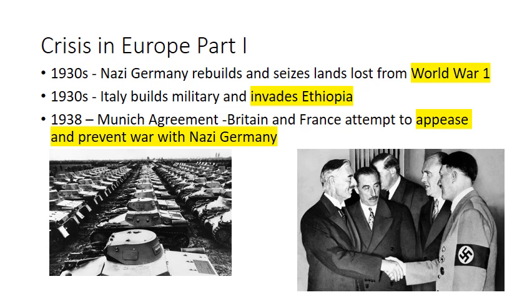As Germany becomes more aggressive, Britain and France, our allies in World War I, attempt to appease Nazi Germany to prevent war. It's called the Munich Agreement. Hitler promises to stop his aggressive acts after taking Western Czechoslovakia.